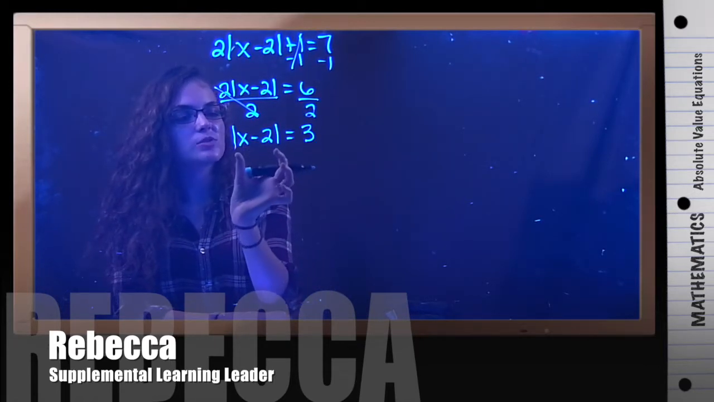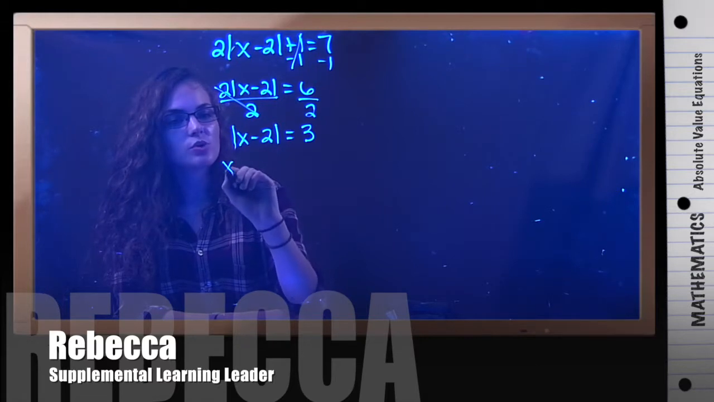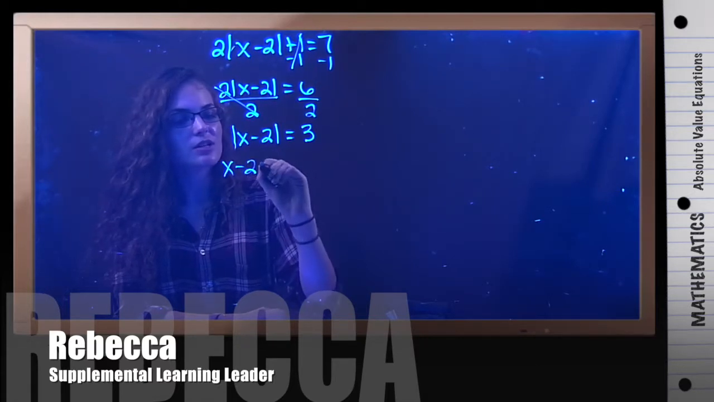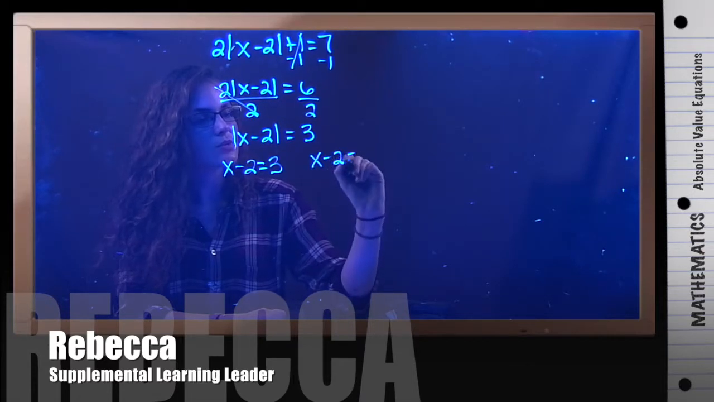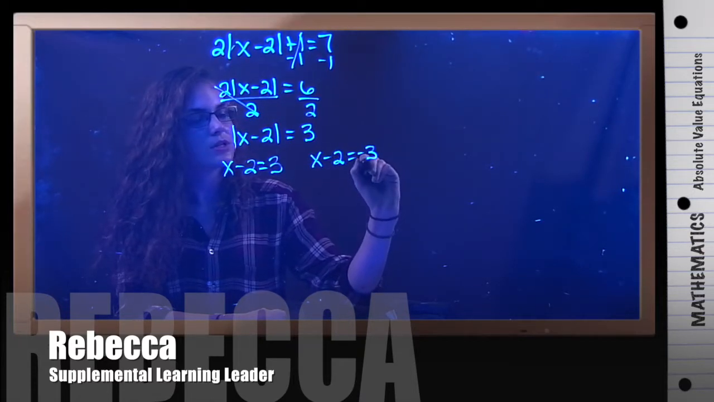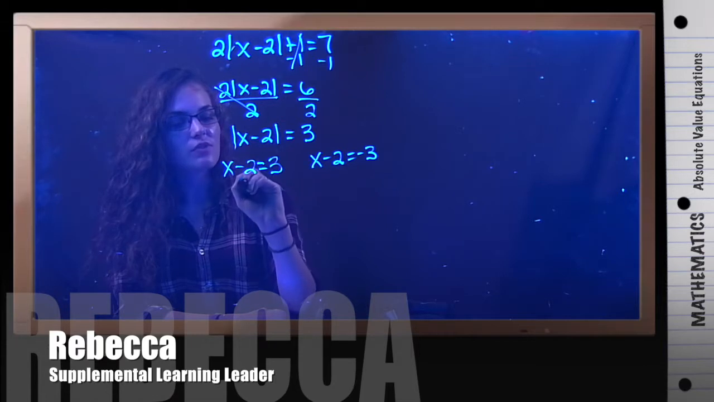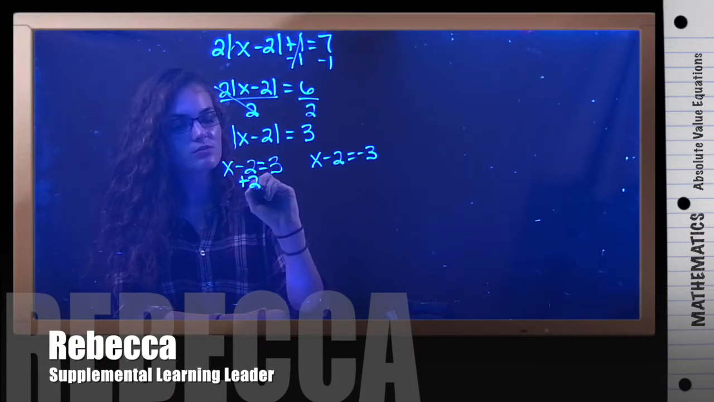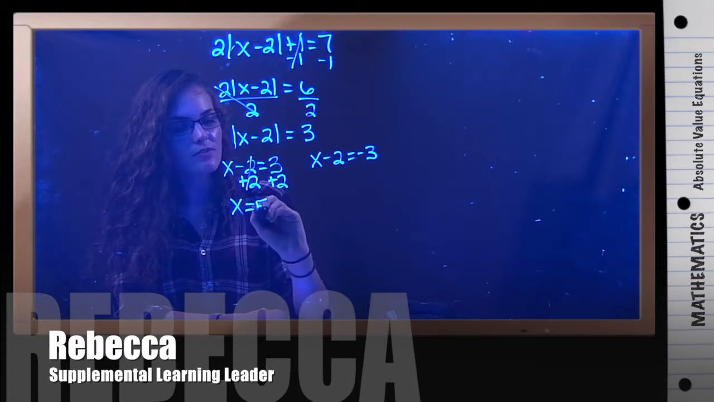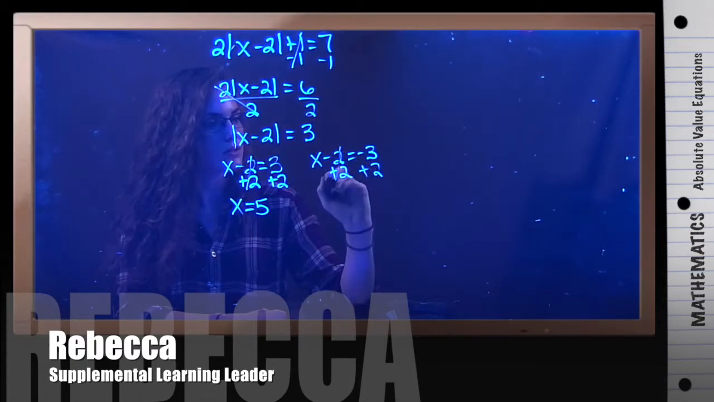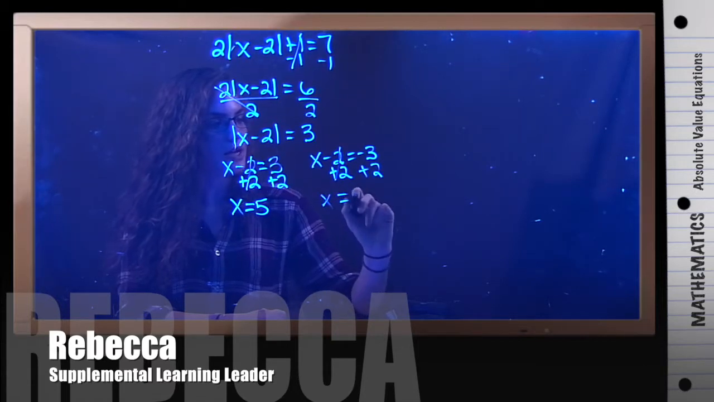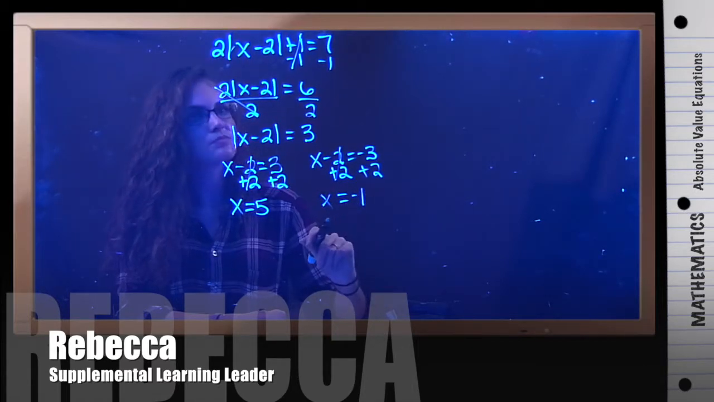Now that we have the absolute value isolated, we can make two equations. x - 2 = positive 3, and x - 2 = negative 3. So we just have to solve these now. We add 2 to both sides. So we should get x = 5. We can add 2 to both sides on this side, and we should get x = negative 1.